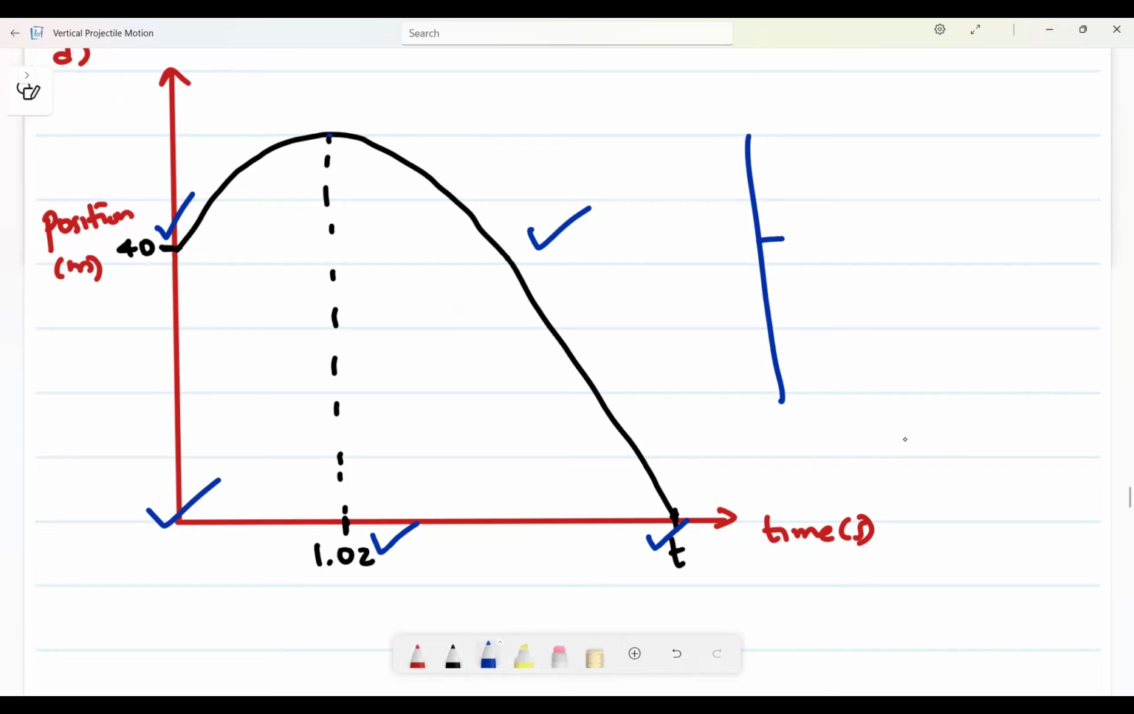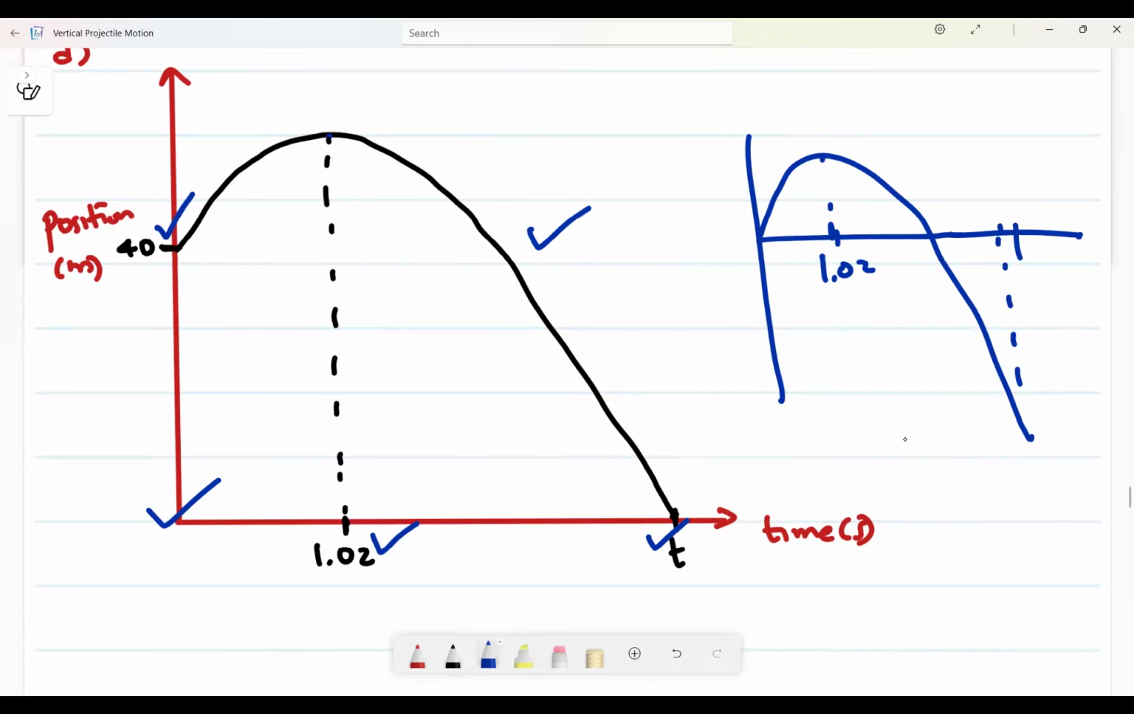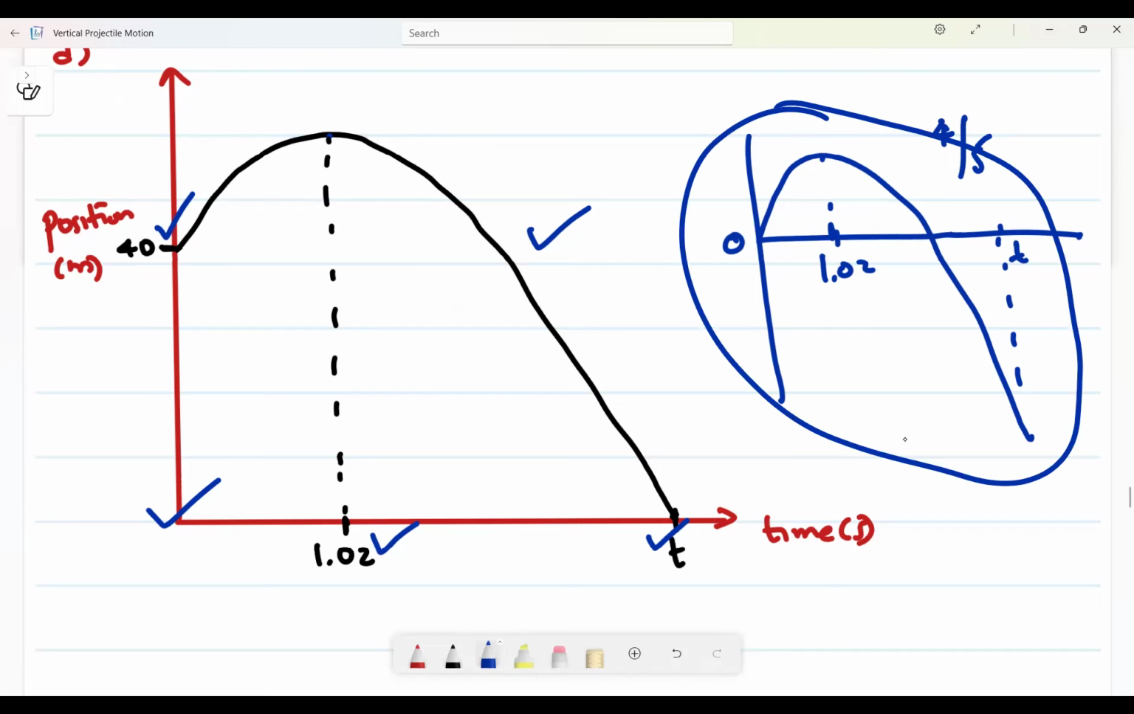a graph like this, and indicated anything like this is the 1.02, and then this is just the time taken to reach the maximum height, and then you showed us this should be 0. Okay, then here you'll get 4 out of 5. Why? Because you used the wrong reference point.